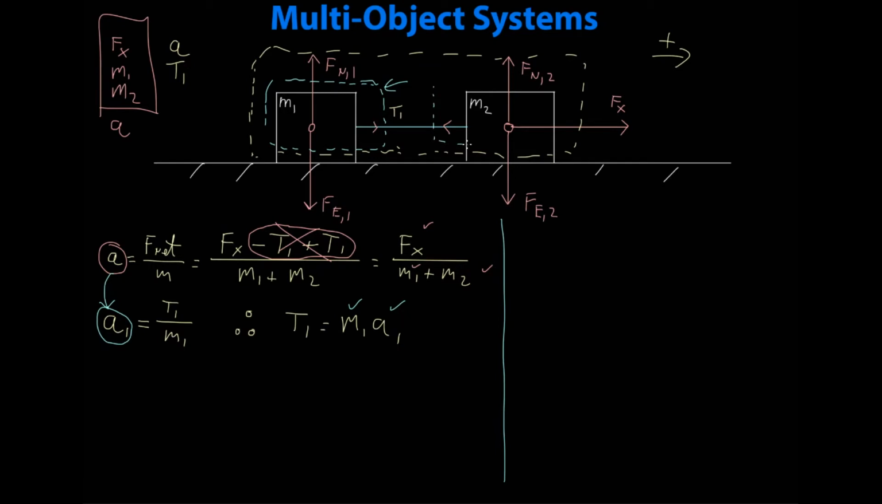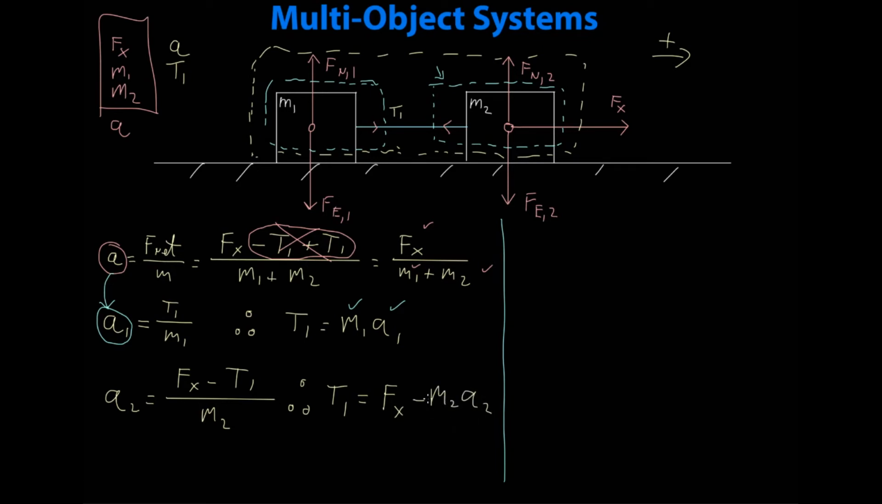So in other words, if I made this my system, just mass 2. So notice I'm still cutting the tension in half. I make an acceleration equation. I'll call it acceleration 2 because of mass 2. Now net force is right minus left. Right, I have force x minus tension 1 over mass 2. Therefore, tension 1 equals force x minus mass 2 times A2.